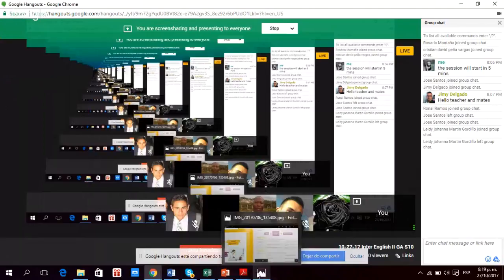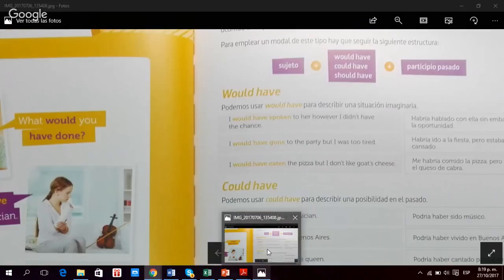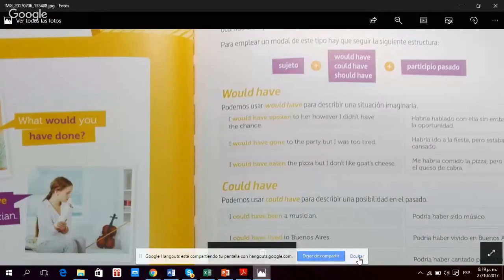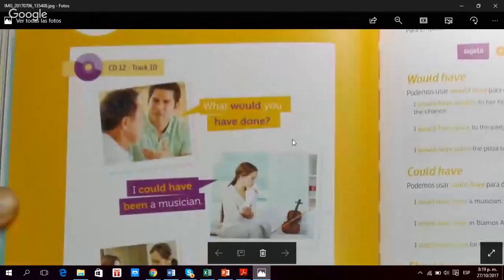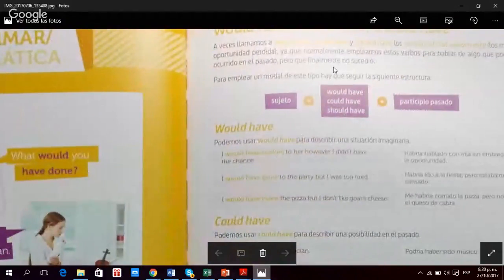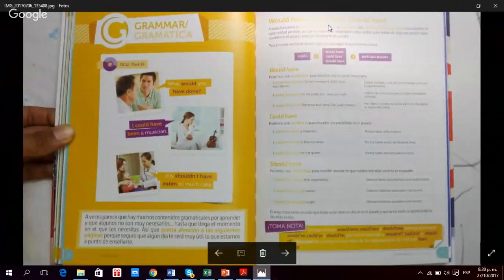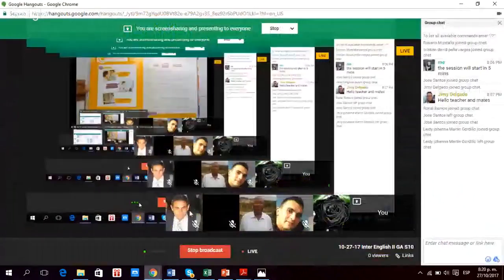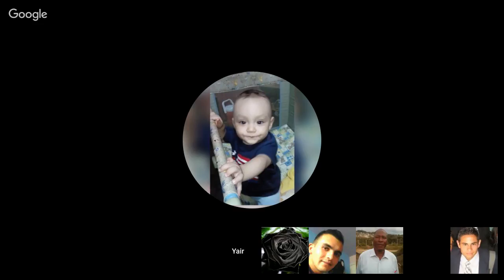Now, but before going to the present simple, I want to show you something I wasn't able to finish, a topic about modal verbs. In these modal verbs, we can find would have, could have, and should have. Before going into the class, I would like to hear your knowledge about this topic: should have, could have, and would have.